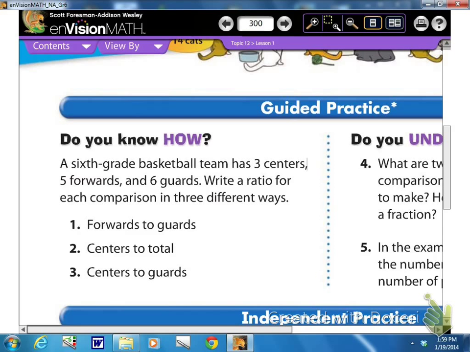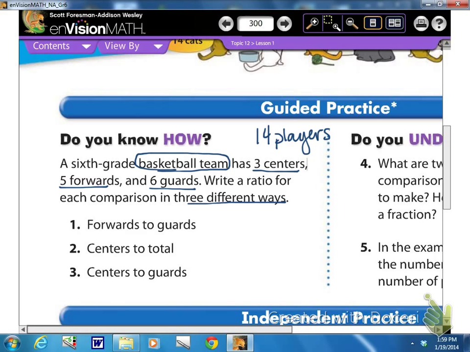All right, pause me and do number 1, 2, and 3. It says a 6th grade basketball team has 3 centers, 5 forwards, and 6 guards. Write a ratio for each comparison in 3 different ways. So all 3 different ways you can write a ratio. They want you to do that. Now remember, it's the basketball team that we're talking about here, and if I wanted to know all of the players in the basketball team, I would add 6 and 5 is 11 plus 3 more would give me 14 players total. So that would be my whole if I needed that. So go ahead and pause me and do 1, 2, and 3 and push play when you're ready to check.